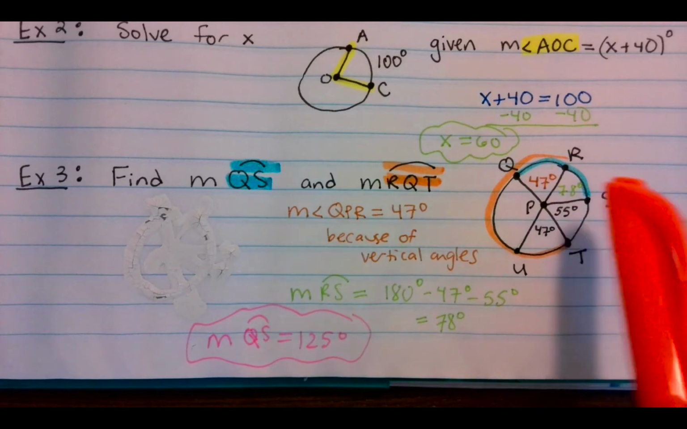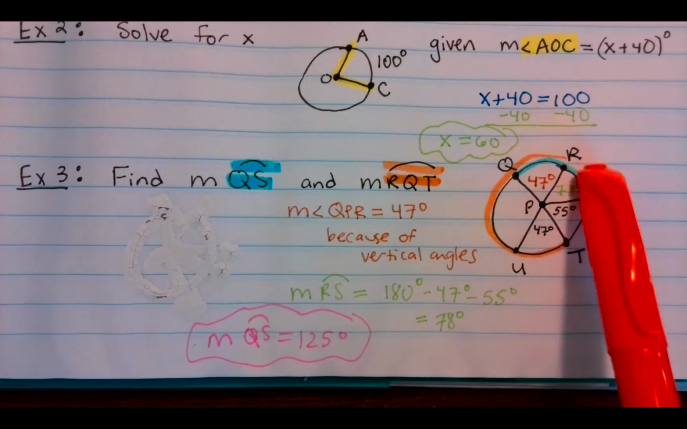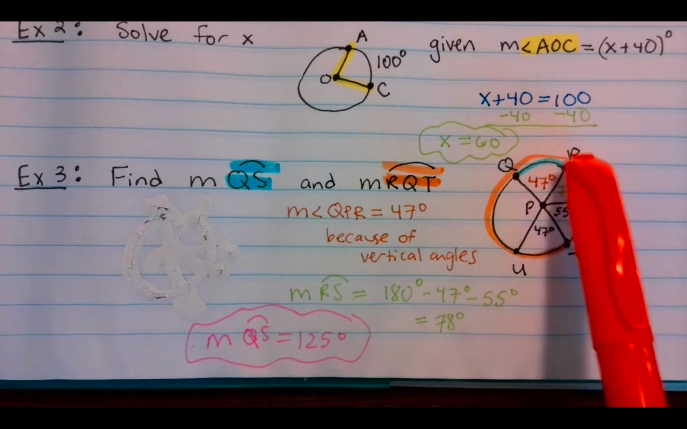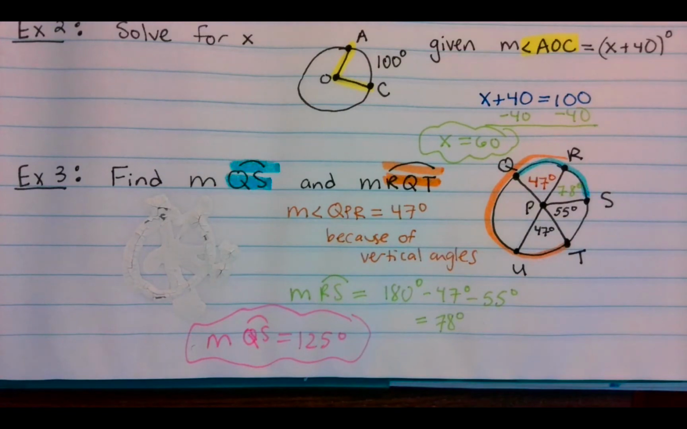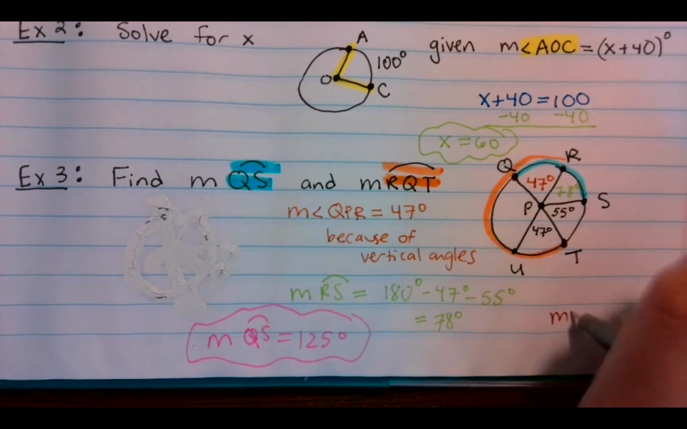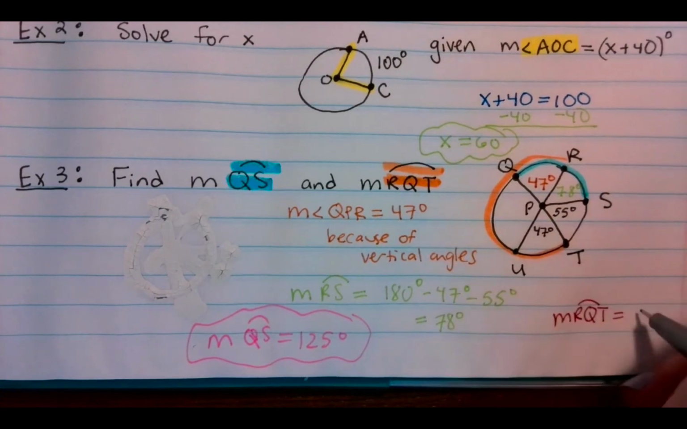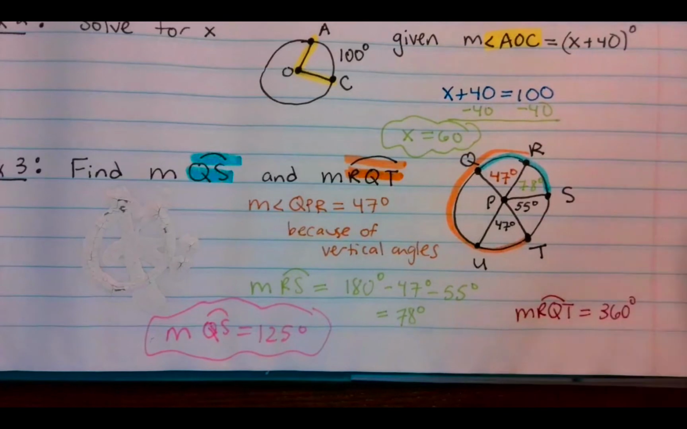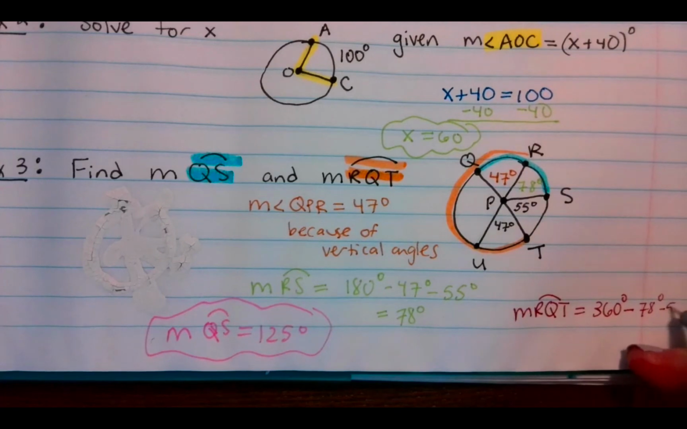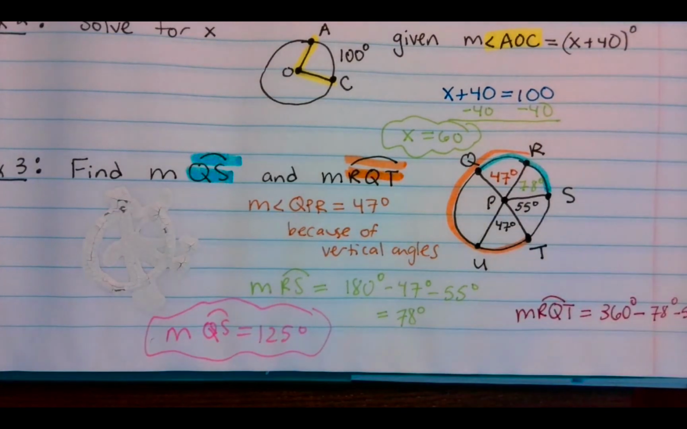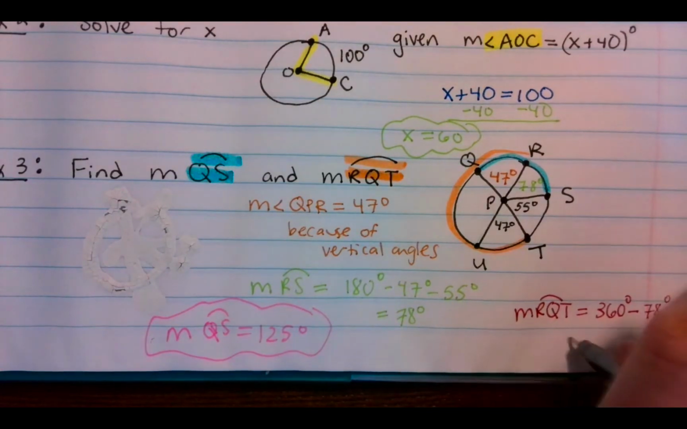Instead, what I'm going to do is take 360 and subtract this piece from R to T, because if I get rid of that, then that will leave me with RQT. So if I subtract the arc RT, I'll just be left with RQT, and that will give me my measure of RQT. Okay, so the measure of RQT would be equal to the full circle minus RT, which would be 78 plus 55. Or you can just subtract 78 and subtract 55. So 360 minus 78 minus 55 is equal to 227 degrees.